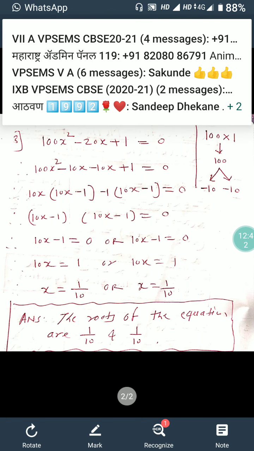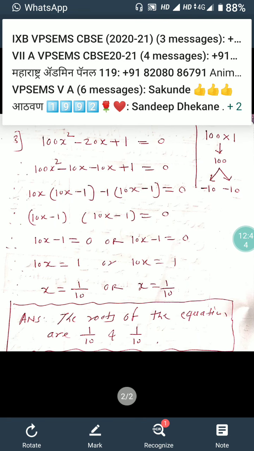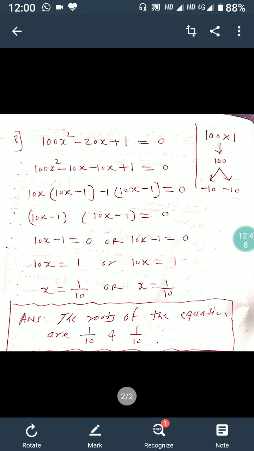For that you have to solve many examples, and you have to think, you have to do the collection of such numbers whose product is equal to the given product and whose sum is equal to the given sum. Practice makes a man perfect. I think you have understood it. Thank you.